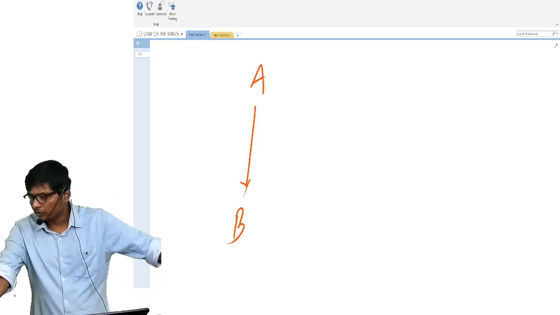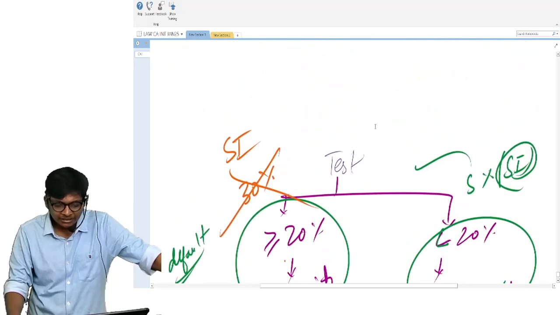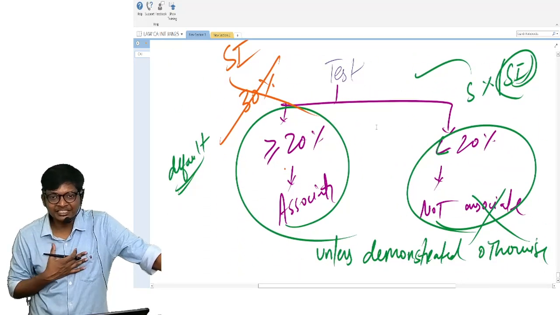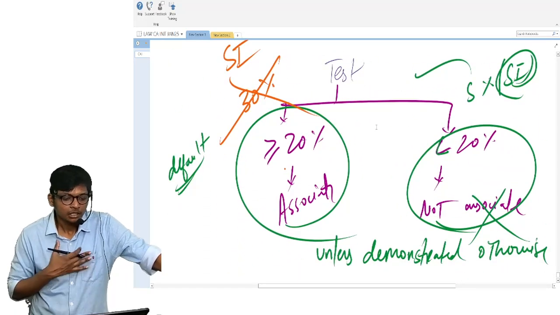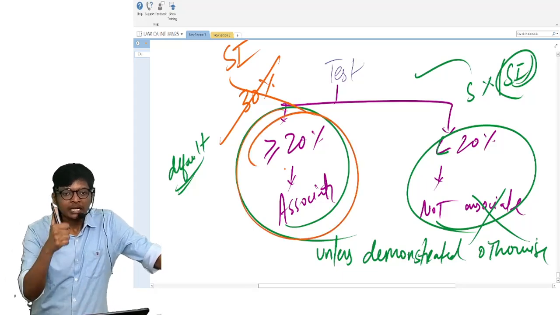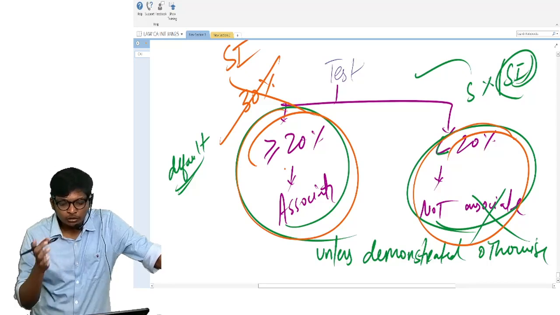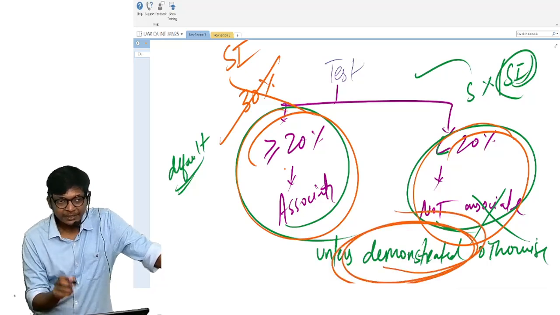See, for exam purposes, I am just giving you additional knowledge; the chance of them asking this is very less. For the exam, keep it simple: 20% or more, associate. Less than 20, not associate. But the opposite is also possible if it can be demonstrated.